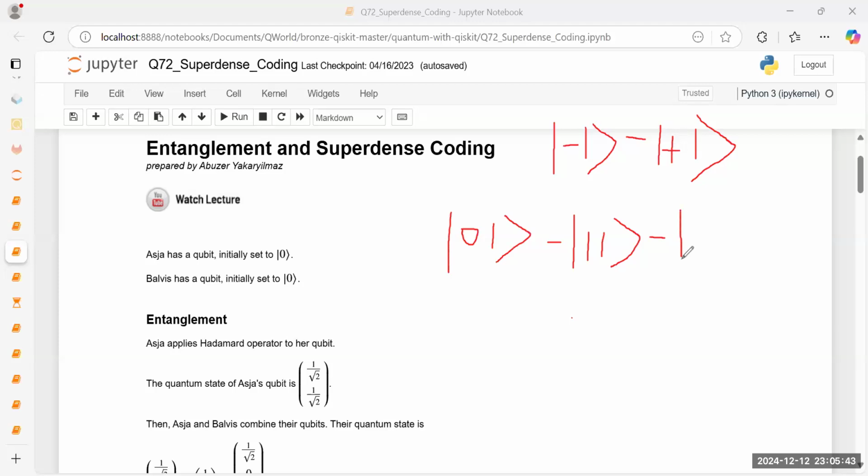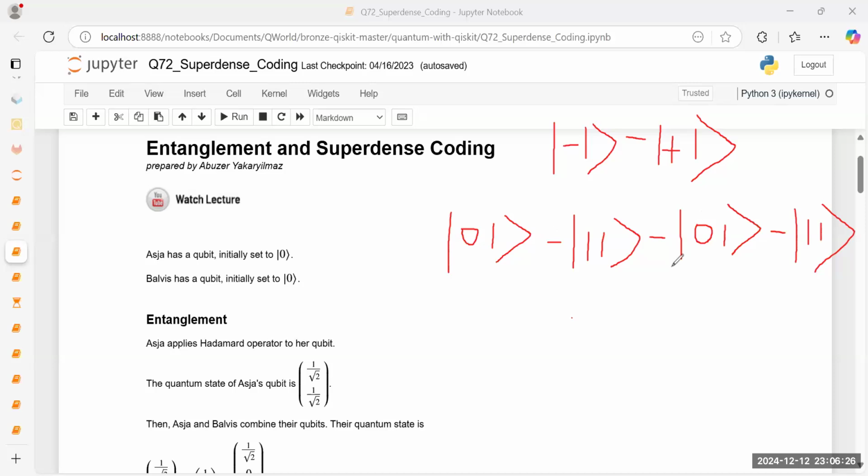The plus state here consists of 0 plus 1. But because we have a negative sign here, we're going to distribute it. So we now have a 1 here. So the plus state here has 0 and 1. And finally, we can write 1, 1.